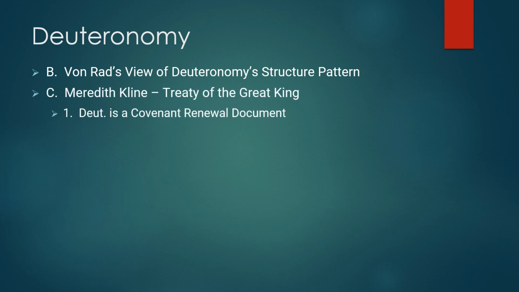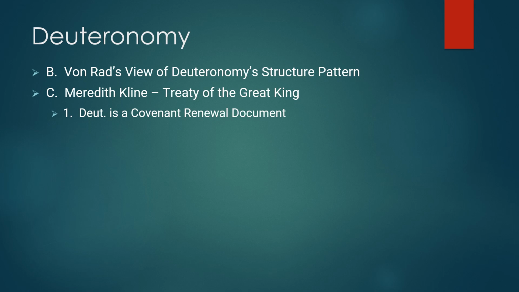All right, little c in the outline. Meredith Kline utilized a form-critical methodology honoring the integrity of Scripture to open a new perspective on the structure of Deuteronomy, which has implications for its interpretation and date. Now, that's all in your outline. What I want to do under little c is summarize Kline's argument.